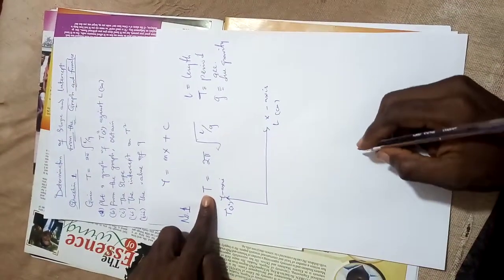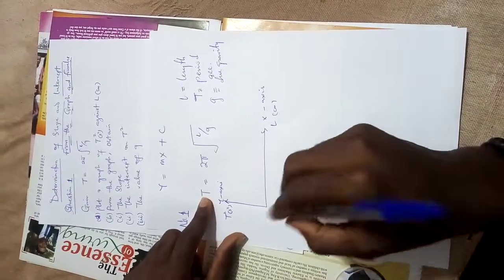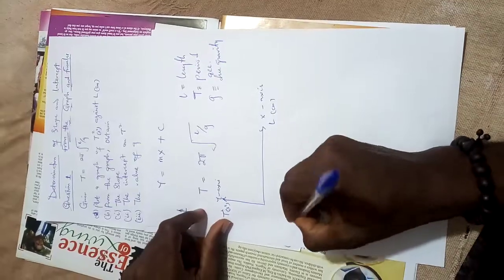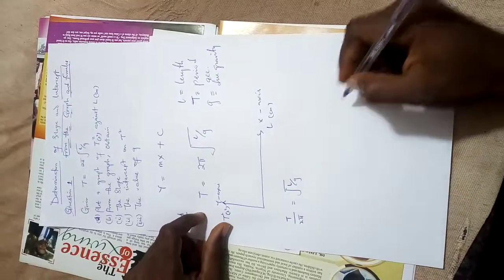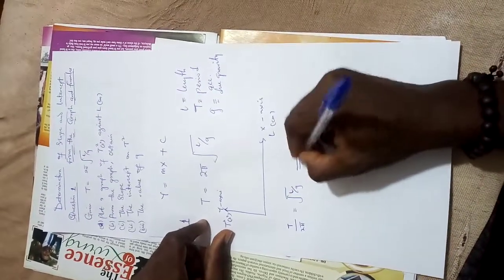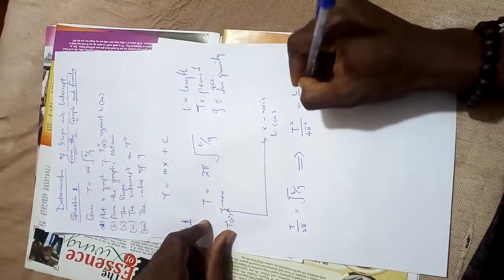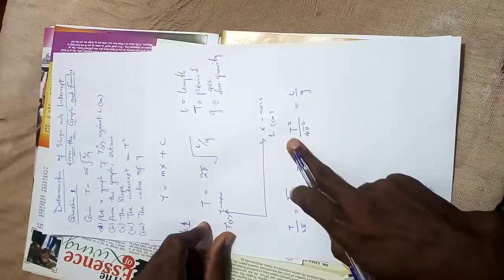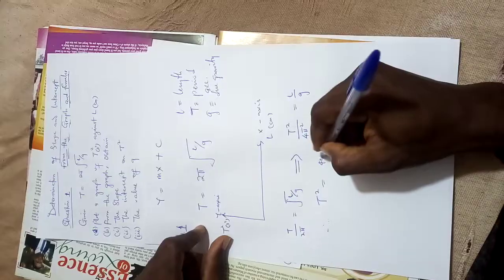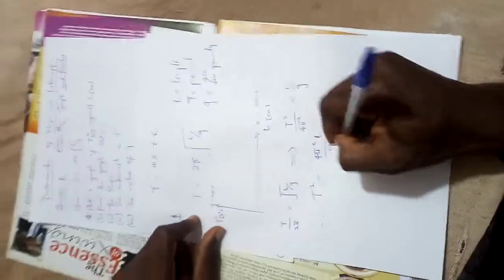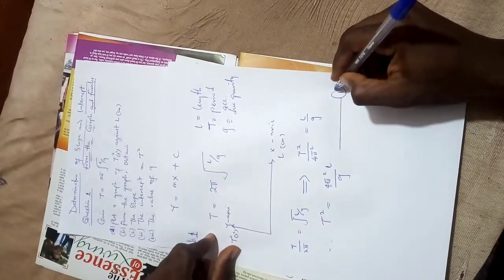Now if we look at this equation, we are going to see that if I make T squared the subject of the formula, I will first divide both sides by 2π, so that what I have left is the square root of L over g. If I take the square of both sides, what I will have is T squared over 4π squared is equal to L over g. So all we are trying to do is to make T squared the subject, so that T squared will be equal to 4π squared L all over g. I'll call this equation 1a.